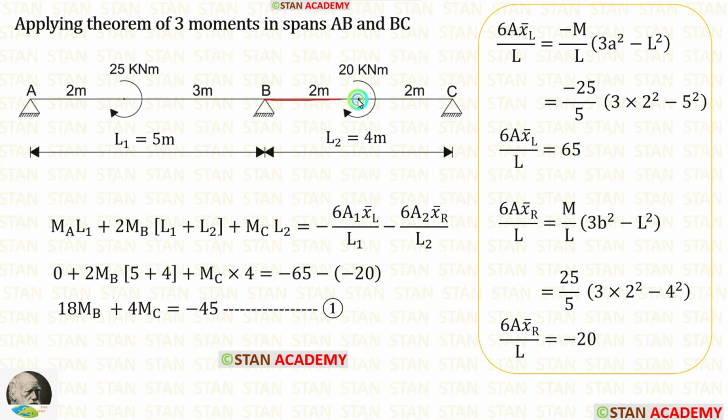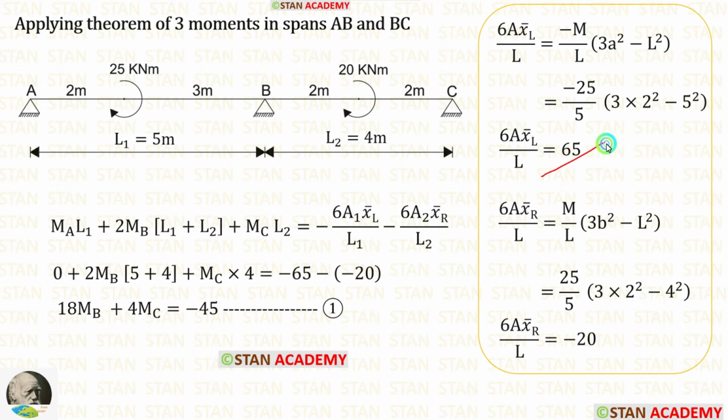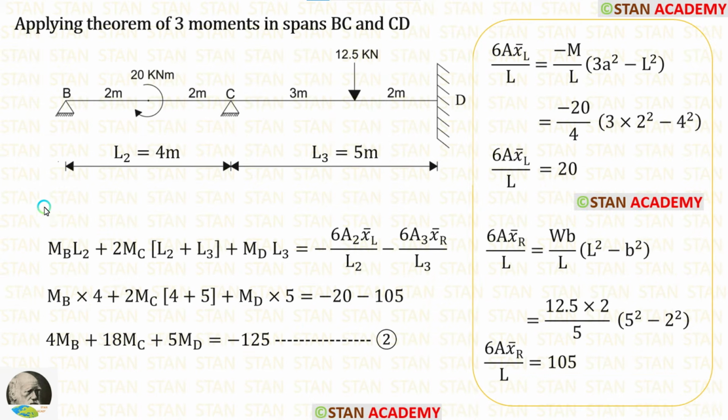Now, let us take the span BC. In the span BC also, there is a concentrated moment. Here, we have to calculate 6A x bar right upon L. The formula is M upon L into 3B square minus L square. Here M is 20, B is 2, L is 4. When we apply the values inside the formula, we are getting minus 20. Using these two values, we can make the first equation.